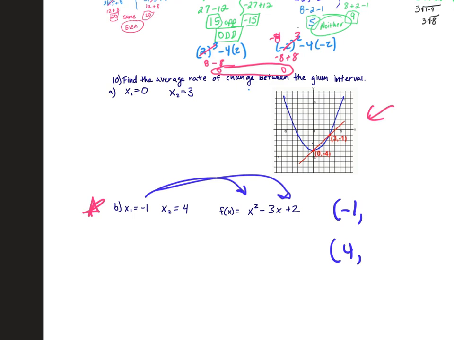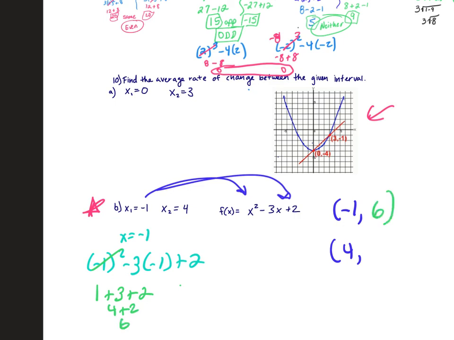So I'm going to evaluate this where x is negative 1. So I'm going to say negative 1 squared minus 3 times negative 1 plus 2. You guys with me? Okay, so I have 1 plus 3 plus 2. 1 plus 3 is 4, and 4 plus 2 is 6. So when I plug in negative 1 to this equation, I get 6. Everybody got it?